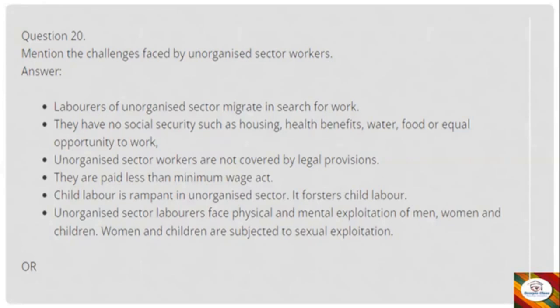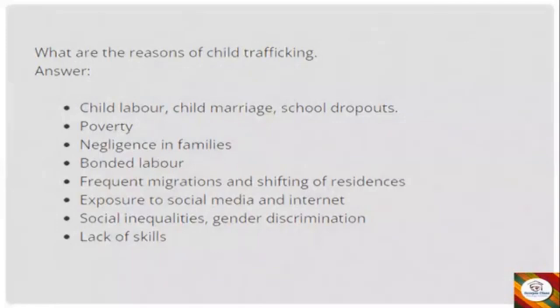Now there is one more option here, one more question for question number 20, and that is, what are the reasons of child trafficking? Answer. The reasons are child labor, child marriage, school dropouts, poverty, negligence in families, bonded labor, frequent migrations and shifting of residences, exposure to social media and internet, social inequalities, gender discrimination, lack of skills. So these are the reasons for child trafficking. Okay, so there is again an option. So these are two questions. You can write either one of them.